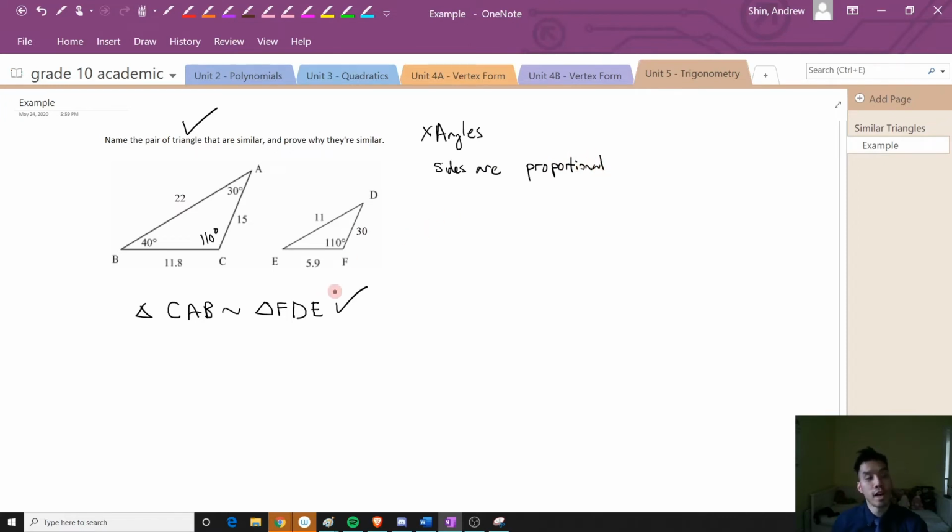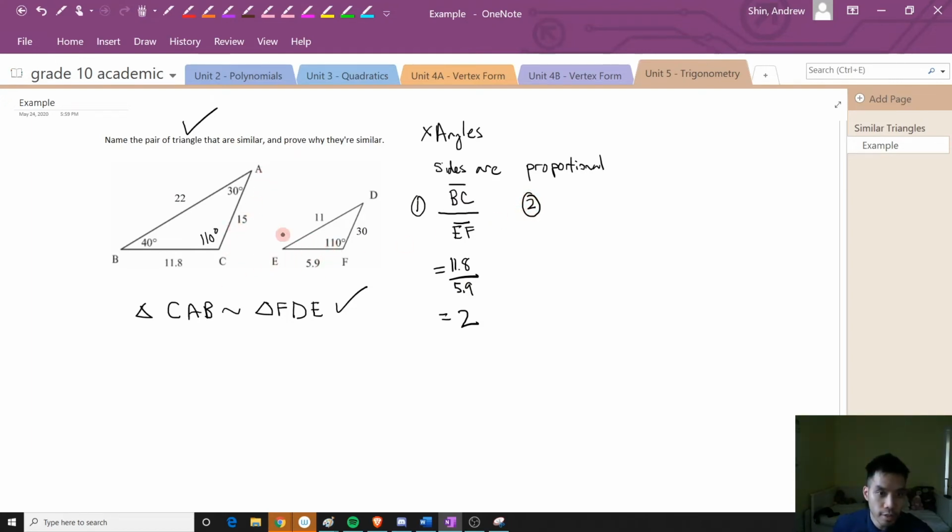So to prove that sides are proportional, we write it like this. We're writing ratios. So side length BC over EF. Let's see what that equals. BC is 11.8, and side EF is 5.9, and we divide these two, that's going to be 2. So that is the first. We're checking if all sides are proportional. This is one ratio. Let's calculate another ratio.